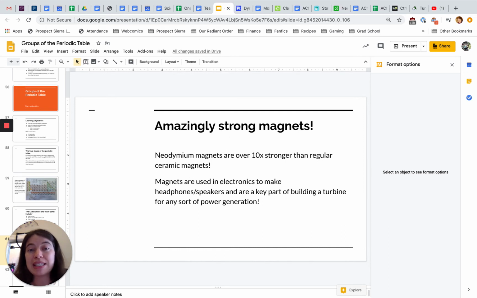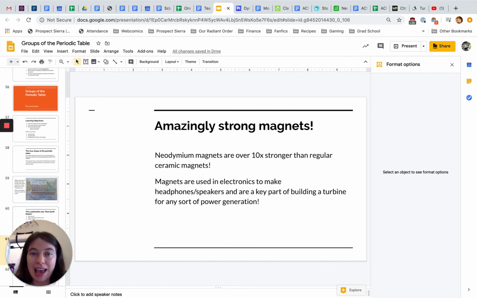The thing that makes these special is that these make amazing magnets. A neodymium magnet is going to be about 10 times stronger than regular ceramic magnets. We're going to end up using neodymium magnets later on when we move into making speakers, because these magnets are a key part in that setup. They're also really important if you want to build any sort of power generation technique. If you want to go from kinetic energy to electricity, magnets are part of the process that you use to make that path.